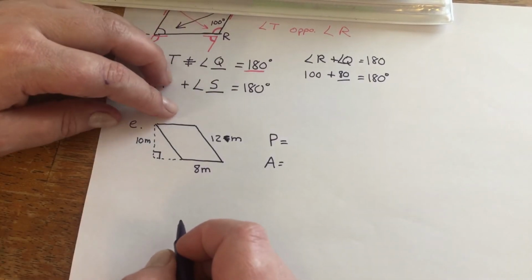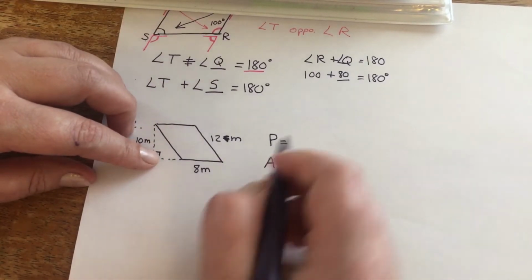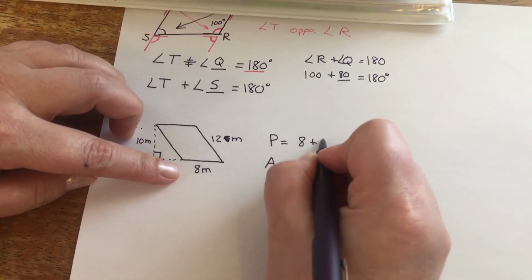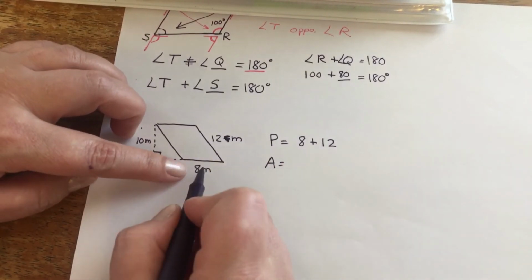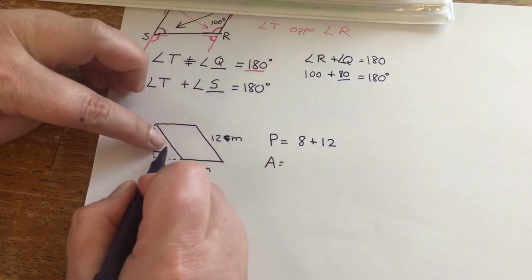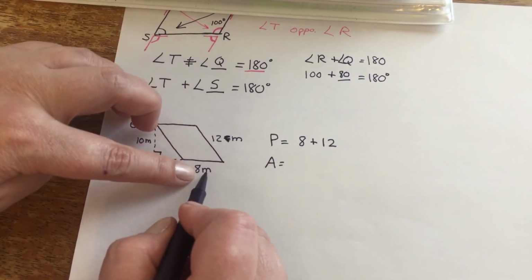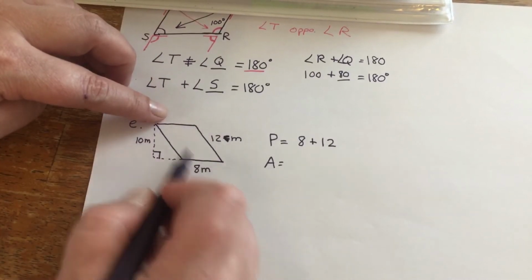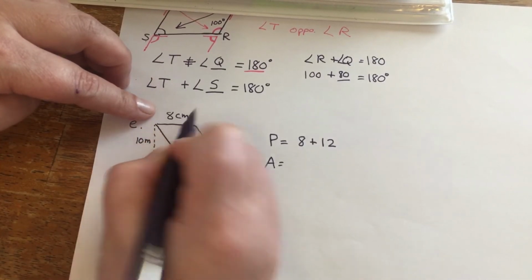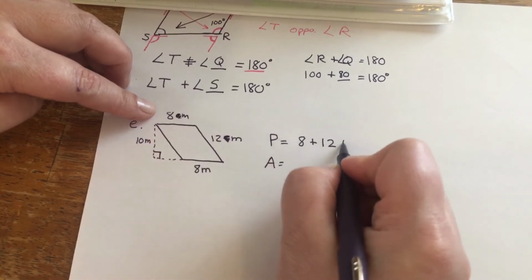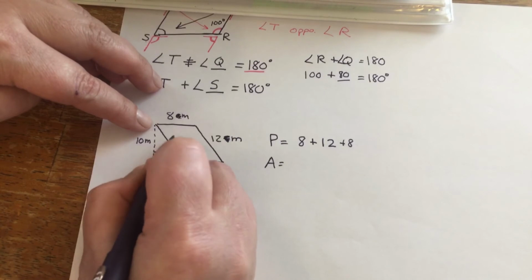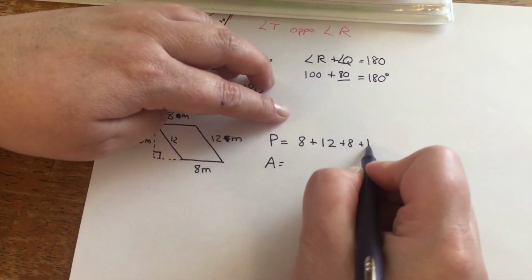So what is the perimeter? Well, this side is 8, 8 plus 12. This side is 12. And since it's a parallelogram, this side's the same as this side, and this side's the same as this side. So we have 12 plus 8 plus another 8. Oops, not centimeters. Plus another 8. And then this side is 12, which means this side is also 12, plus another 12.